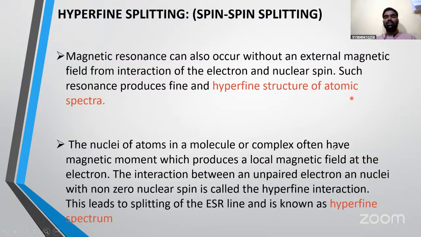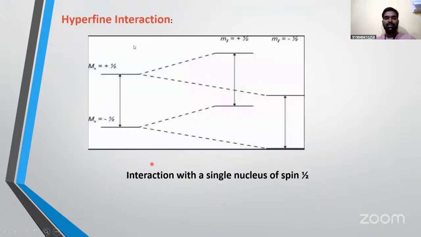The nuclei of atoms in a molecule or complex often have a magnetic moment, which produces a local magnetic field at the electron. The interaction between the unpaired electron and a nucleus with non-zero nuclear spin is called a hyperfine interaction. This leads to the splitting of the ESR line and is known as the hyperfine spectrum. This is the hyperfine interaction we can observe here, with M I equals plus and minus half, the interaction with a single nucleus of spin.